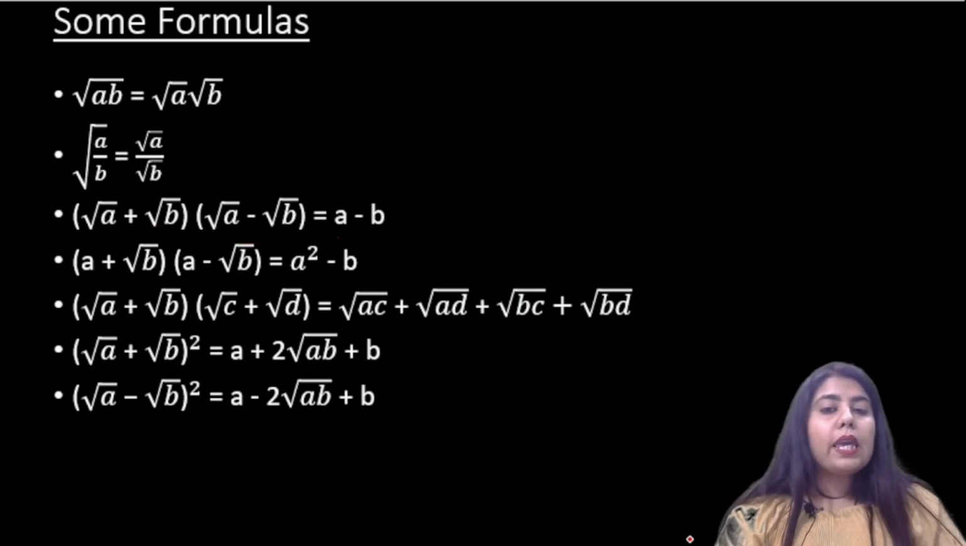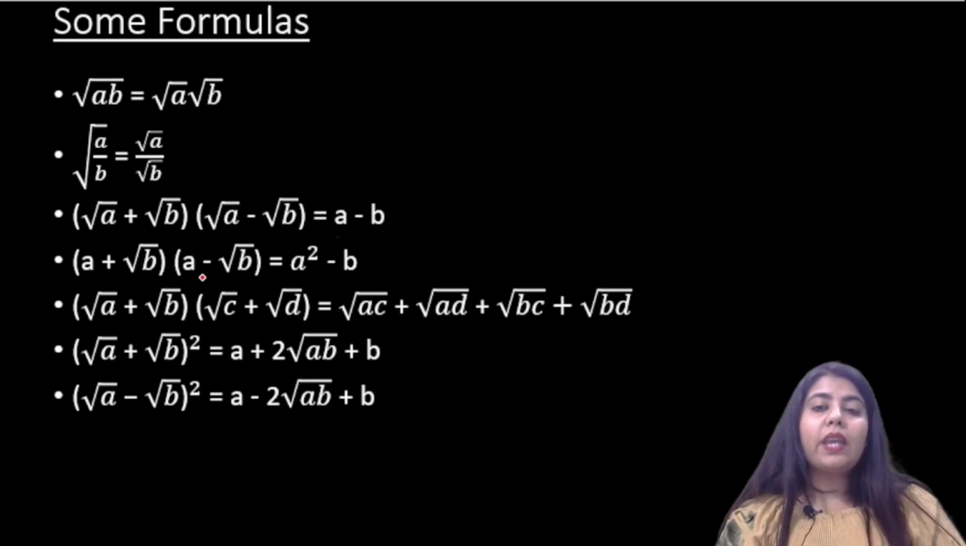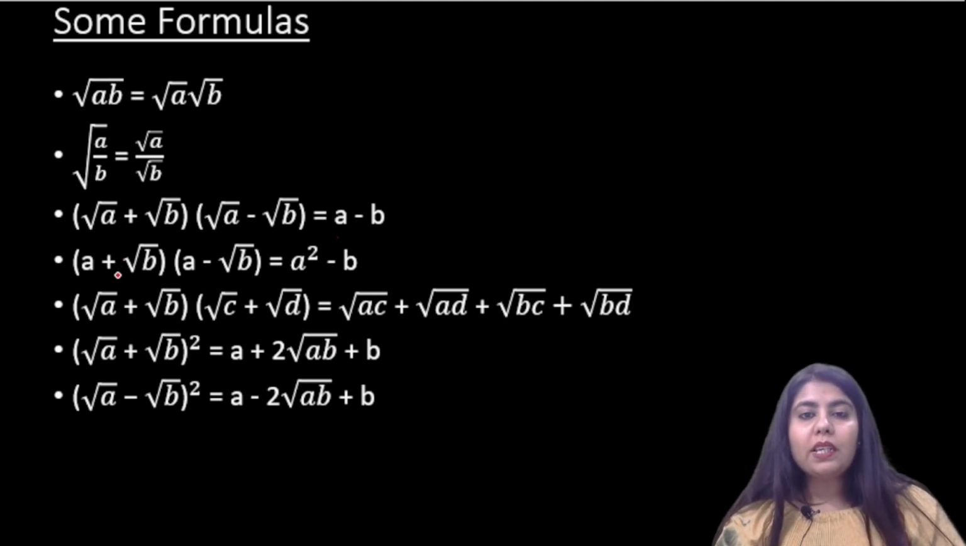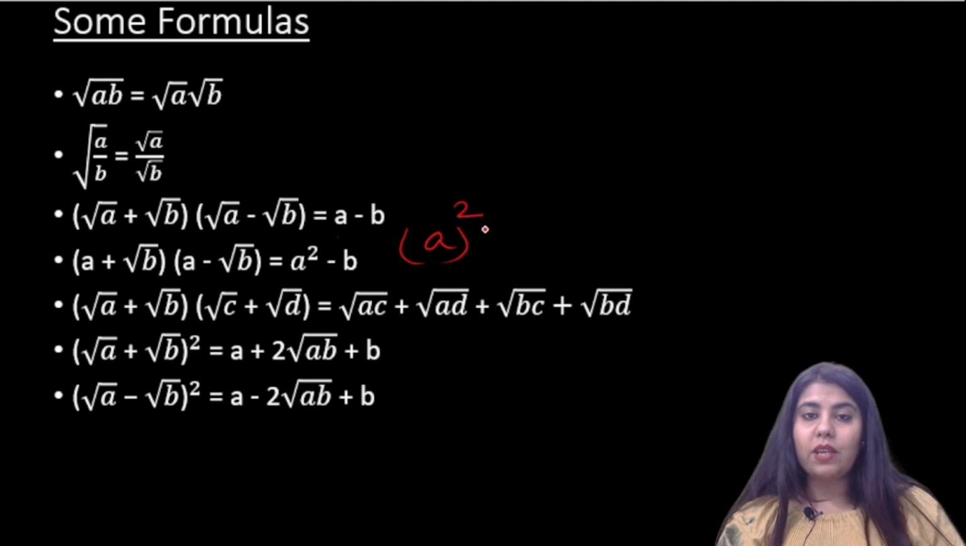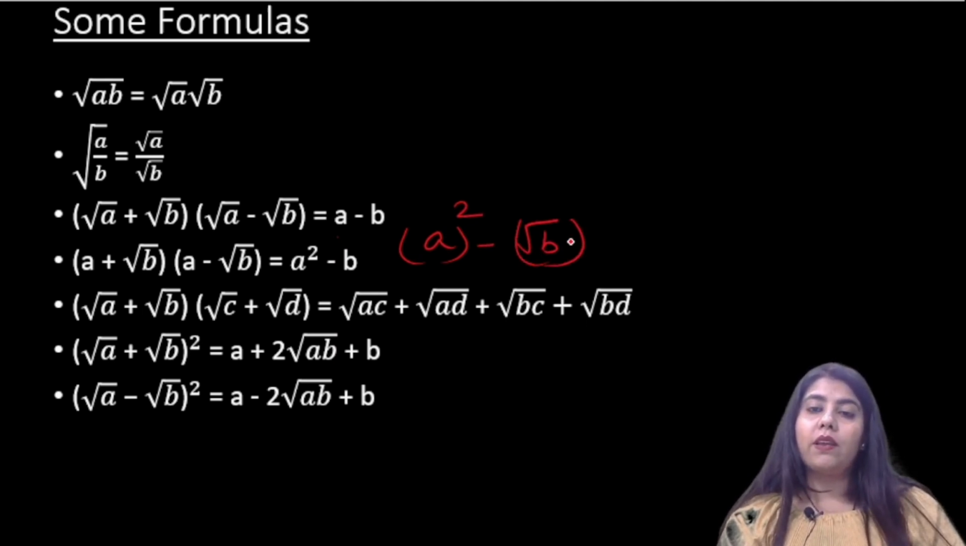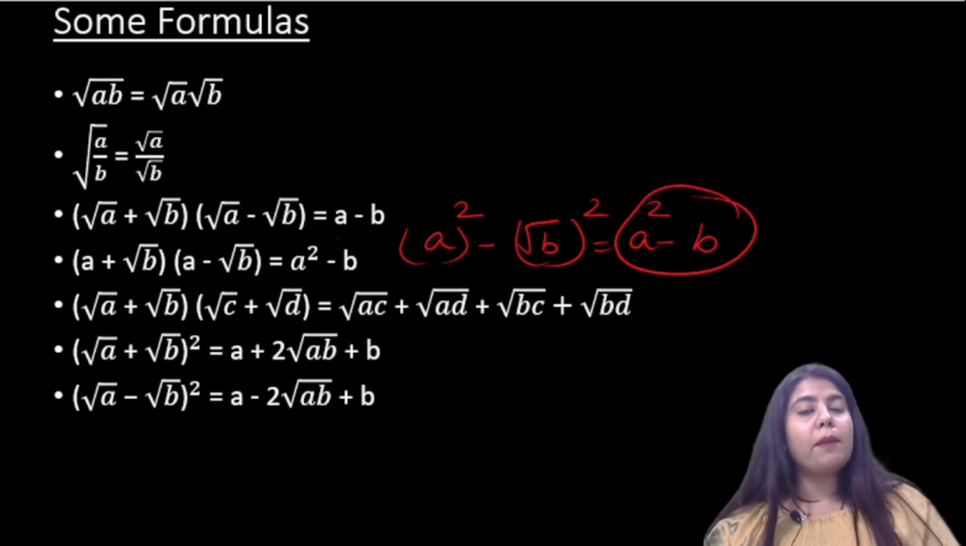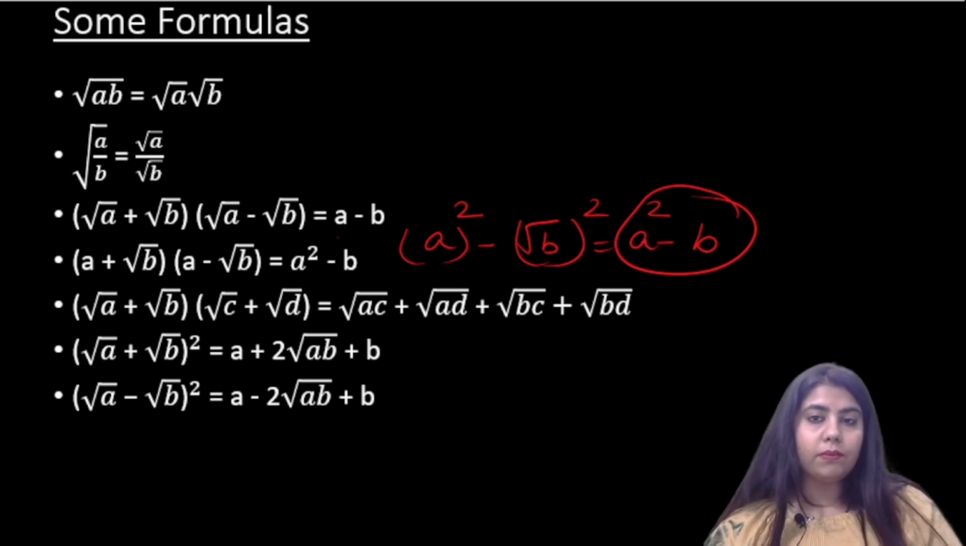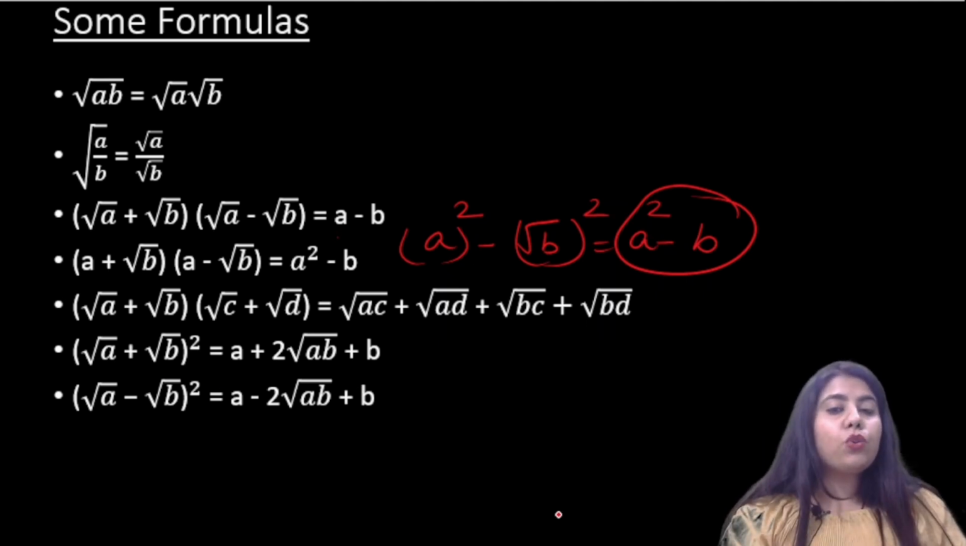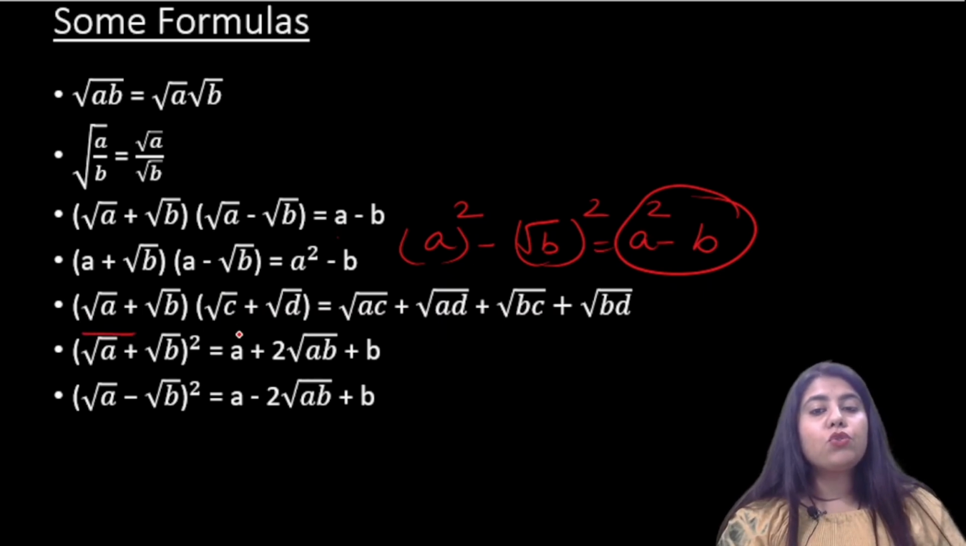Now see the next one. A plus root B into A minus root B. It is also the same type, A plus B into A minus B. Here we take the square of A, which is A square, and minus root B square. Root B square can be written as B only. So the answer is A square minus B. Clear?